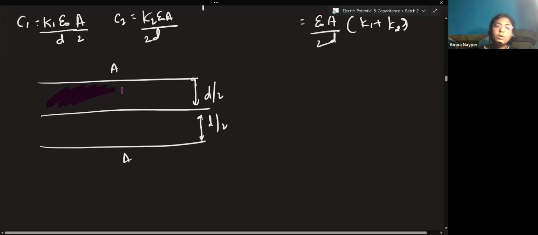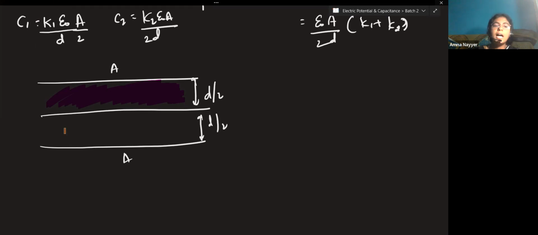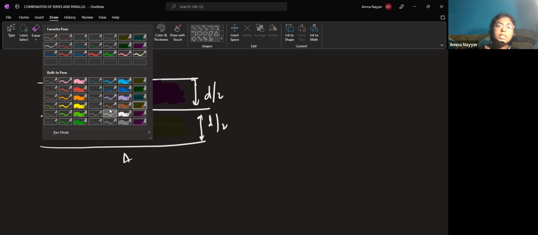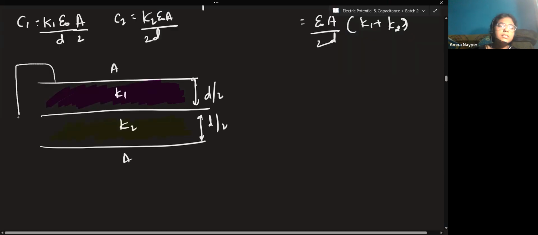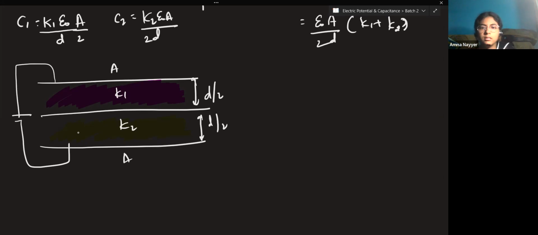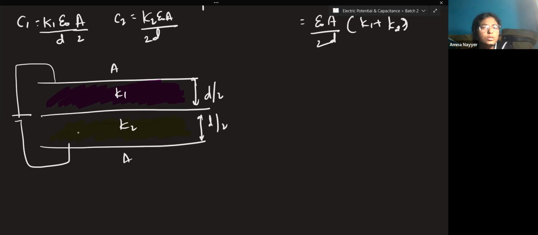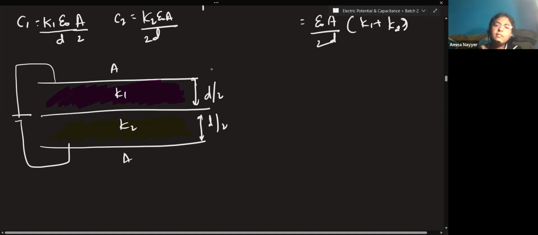So let's say this was the first dielectric that you have, and this is the other dielectric. This is K1, this is K2, and this is connected to a circuit in some manner. Now distances are getting divided, meaning the distance between the plates is divided, equally or unequally, that doesn't matter. Had it been D by 3, your answer would have been something else, but you would have identified the series connection. It's not necessary that it gets divided into half only, A by 2, A by 2, or D by 2, D by 2. It can get divided in any form.